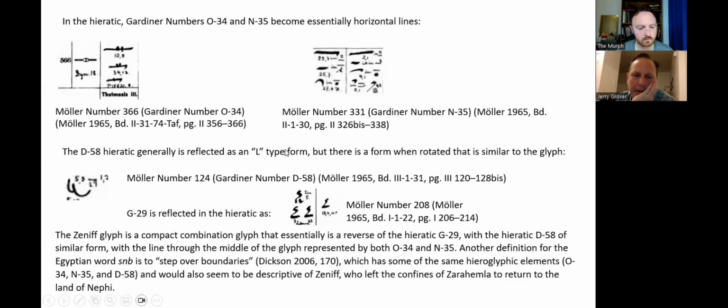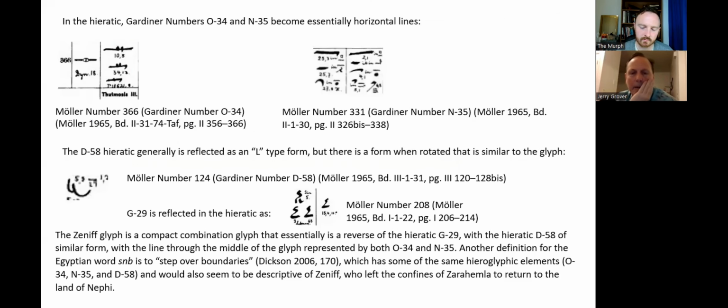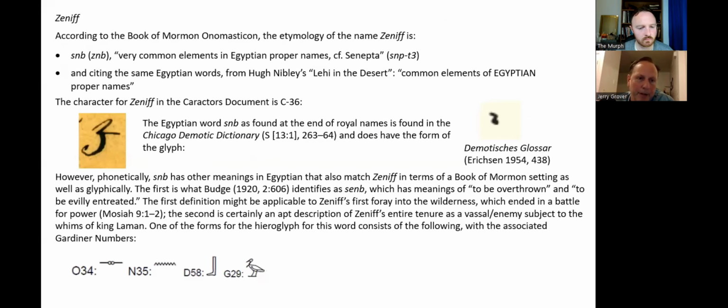So it looks like a combination glyph. It could mean that SMB word as well as, and it mirrors another glyph that means depart. And in the hieratic, I should have shown you the hieratic for this SMB. It's actually just a little 3, so it matches almost exactly.